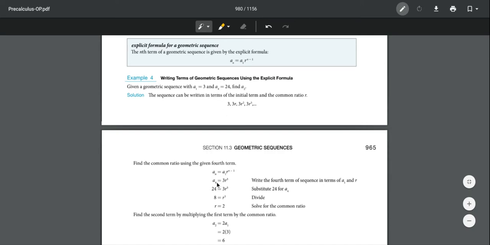So I can say, okay, A4 equals A1 times R to the 3. I know this has to be a 3 because it was n minus 1 and I'm finding A4. So this has to be a 3. This 3 is A1. We were given that. And then we are told that A4 is 24. So I can just plug in 24. So 24 equals 3R to the third. Divide both sides by 3. 8 equals R to the third. Cube root of both sides, R has to equal 2.